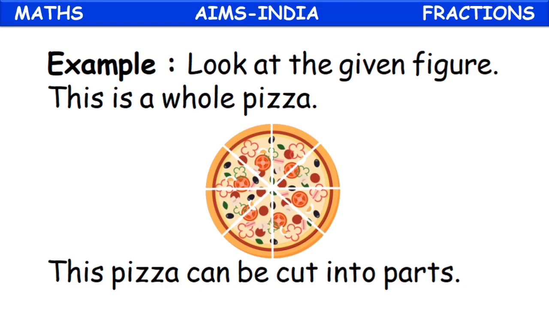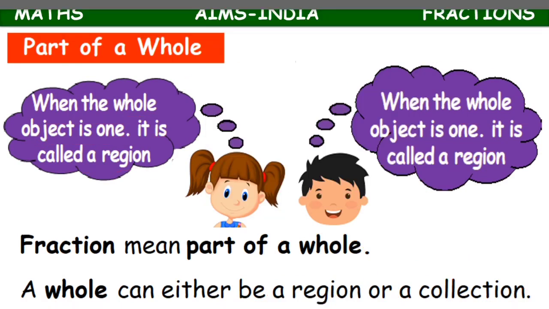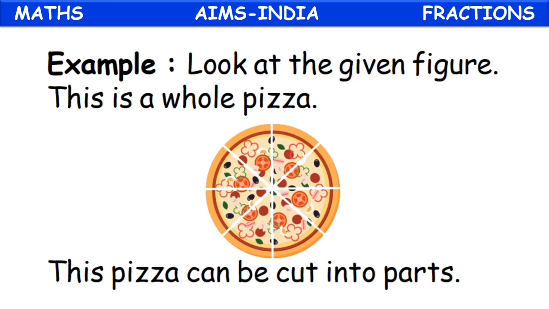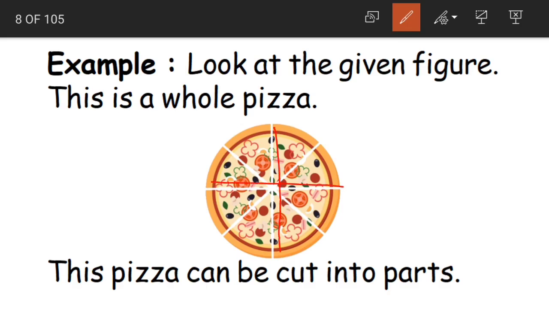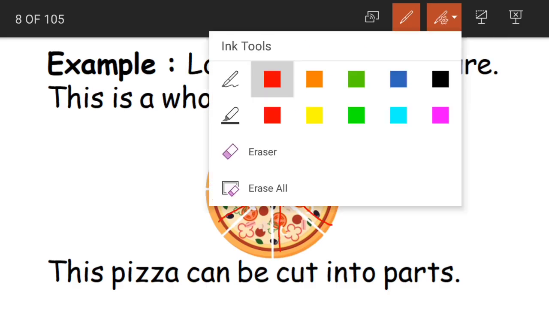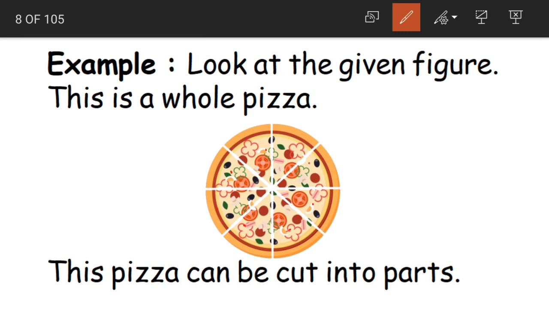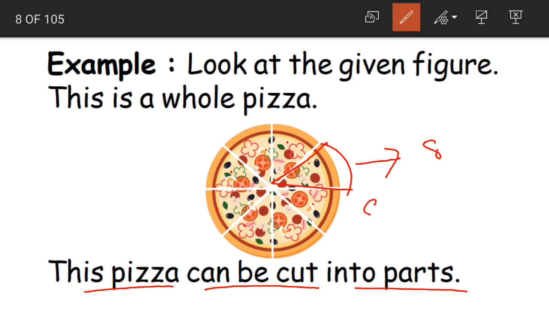Now look at the given figure. Let us erase this here. Yes, look at the given figure. This is a whole pizza. Yes or no? Do you love eating pizza, children? Yes. So this is a whole pizza. How will we eat? Will you eat the whole pizza by yourself? No. It will be cut into parts. Yes or no? It is cut into many parts here. How many parts? 1, 2, 3, 4, 5, 6, 7, 8. This pizza can be cut into parts. Yes or no? And what will each part be called here?